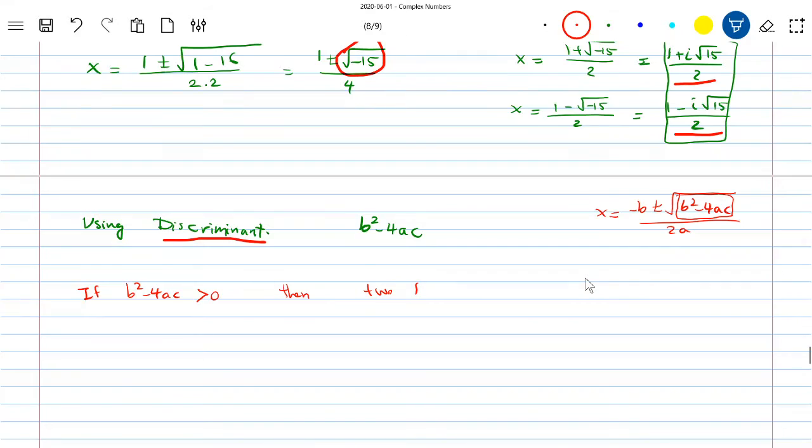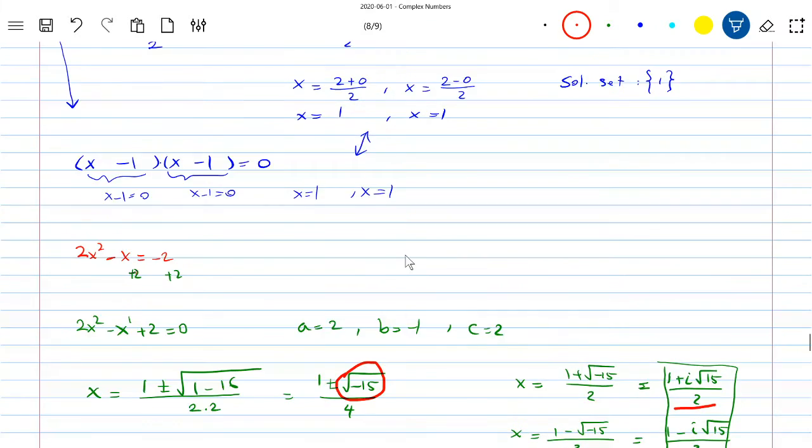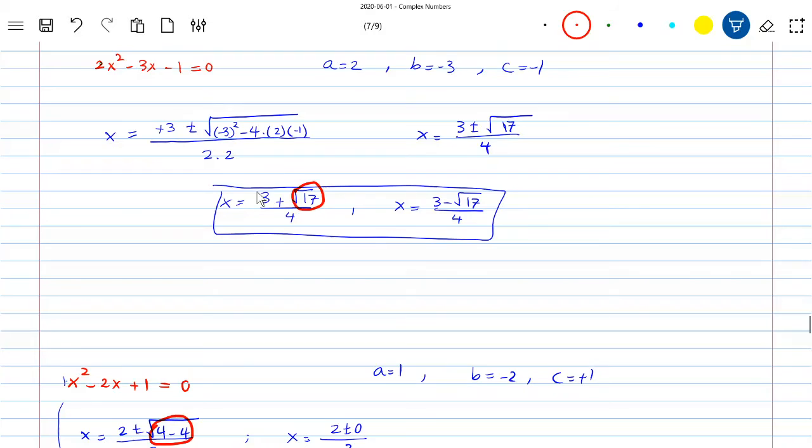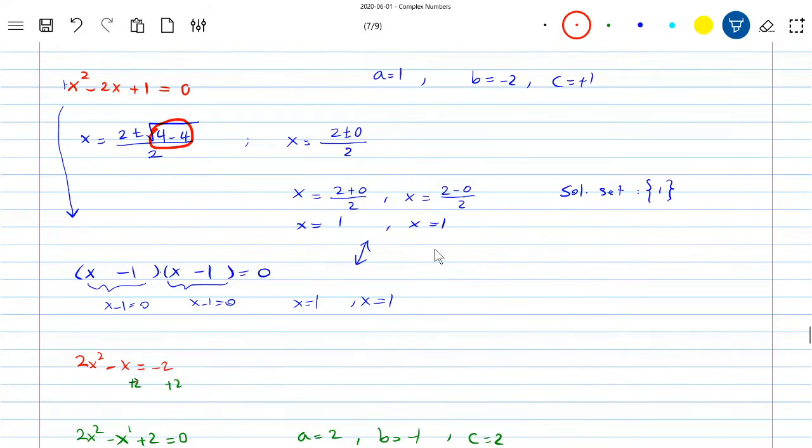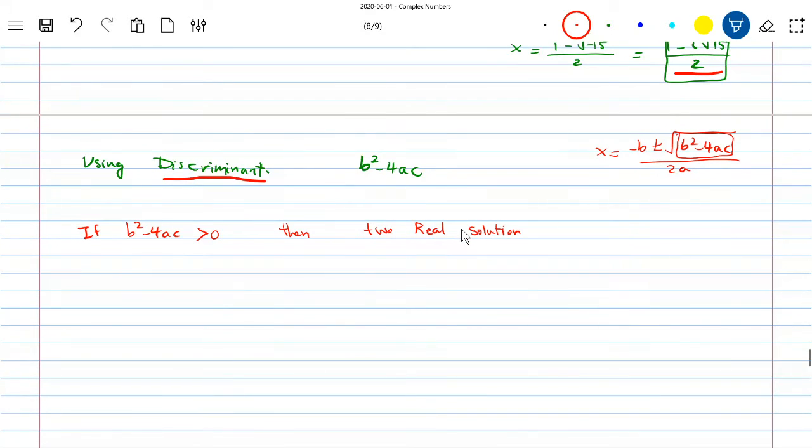Two real solutions. This is what you should expect, because the square root gives you a real number. In the first example, the square root gave us square root of 17. It was a number. Plus 3 is still a real number. Divided by 4 is still a real number. And you will get two real solutions.